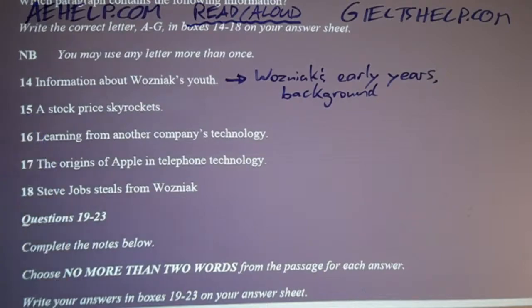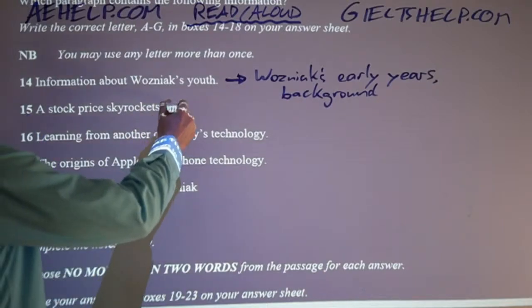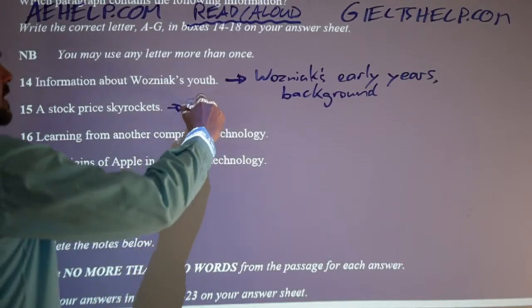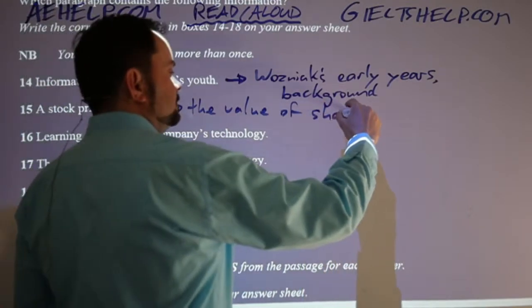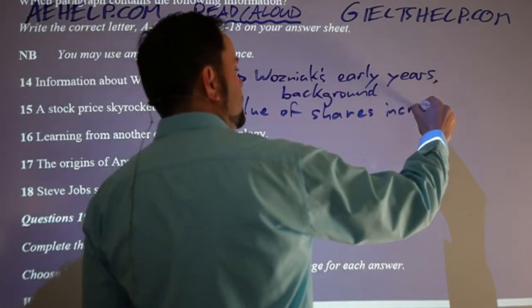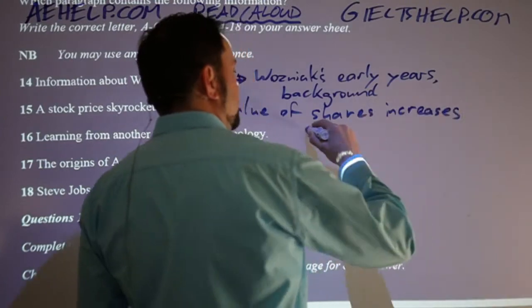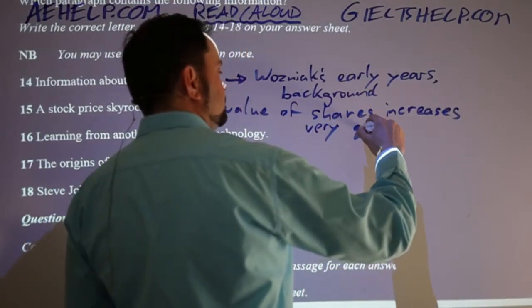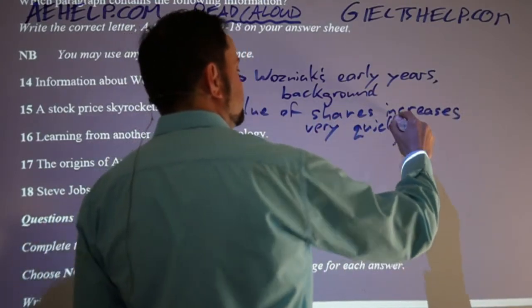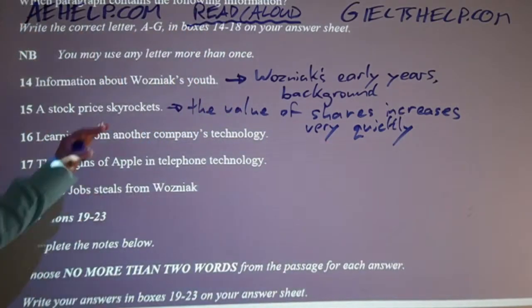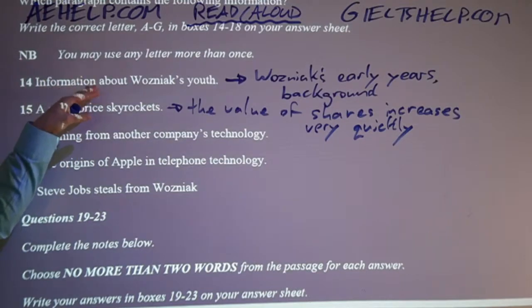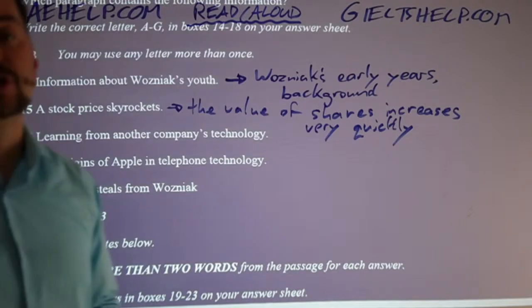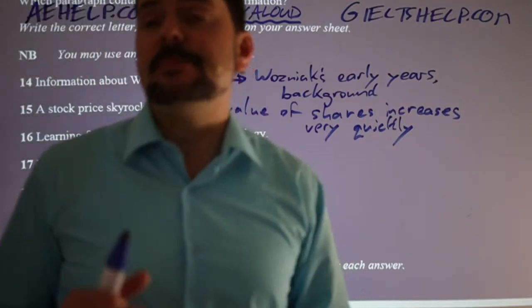Number 15, a stock price skyrockets. So the value of shares increases very quickly. All right. So again, at home, you want to go through each of these and paraphrase them because in the passage, you're not going to see this exact information. All right. So you have to keep that in mind.